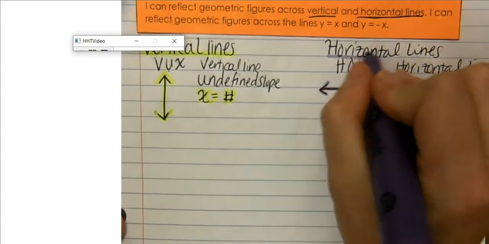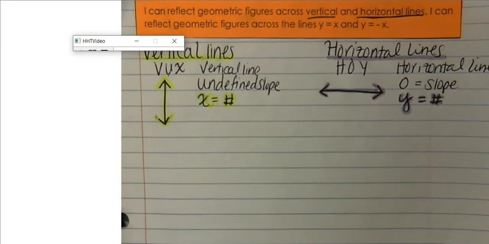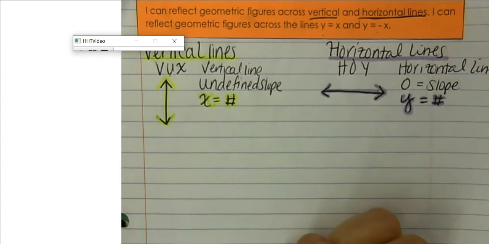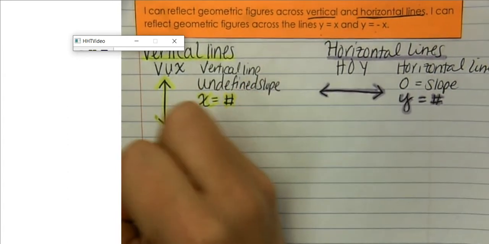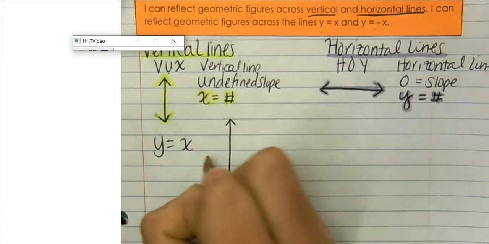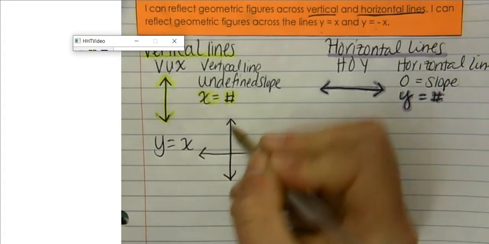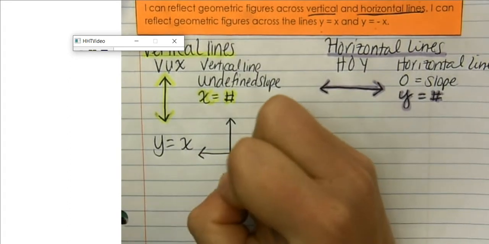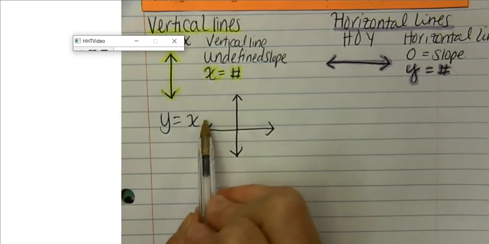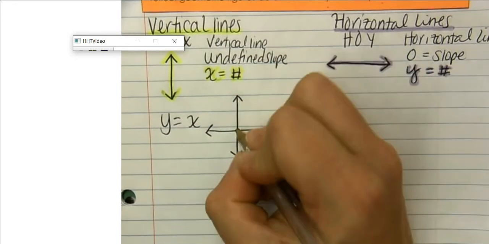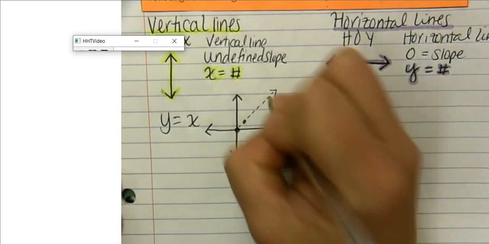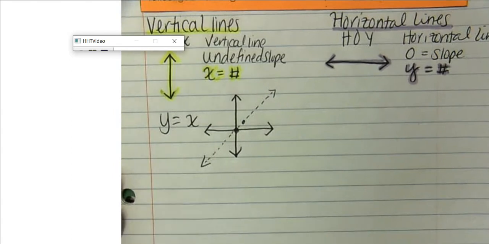The other type of lines that we're going to be working with is reflecting geometric figures across the lines Y equals X and Y equals negative X. If I were to talk about Y is equal to X, they are lines that we would write in Y equals MX plus B form. They would be these dashed lines. So if this was Y equals MX plus B, our B value, or our Y-intercept, would be at 0. And then we would rise 1, run 1 in order to plot our next point, and we would draw a dashed diagonal line going through those points.